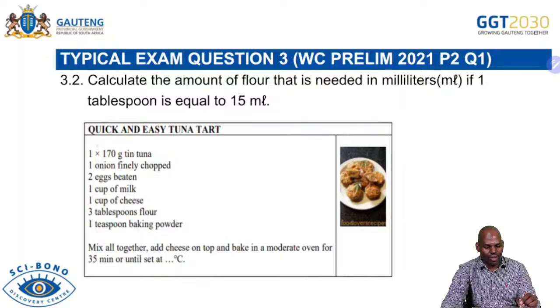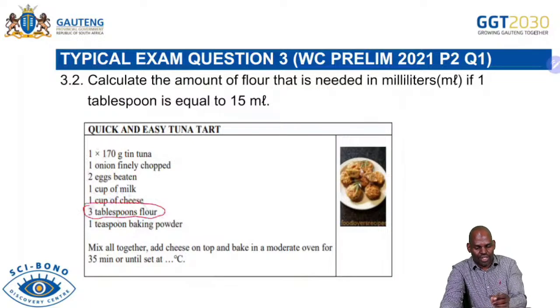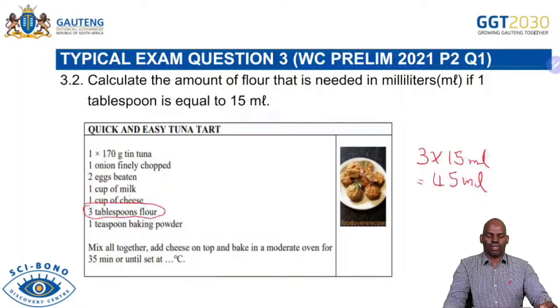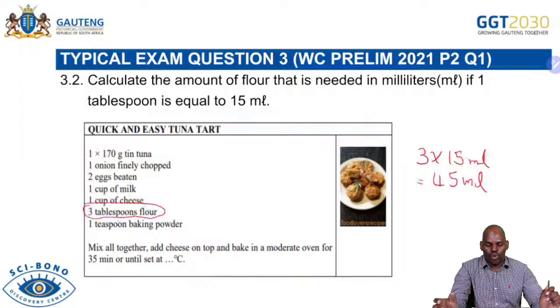Okay, if you read our recipe, we've got 3 tablespoons of flour. So the amount of flour that is needed in milliliters is going to be 3 times 15 milliliters, which is 45 milliliters. Very, very easy. This is where you're supposed to score a lot of marks. Some of the questions look very, very easy, and that was done intentionally for you to score marks on those questions.